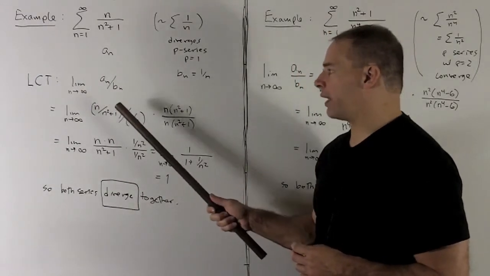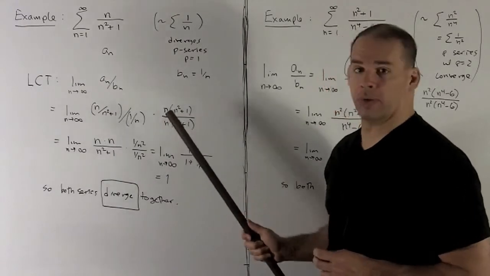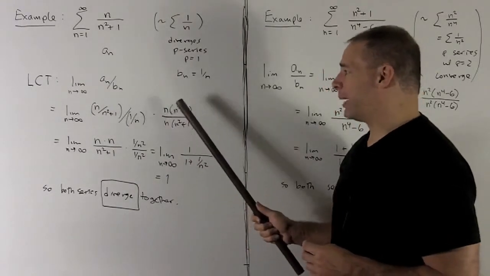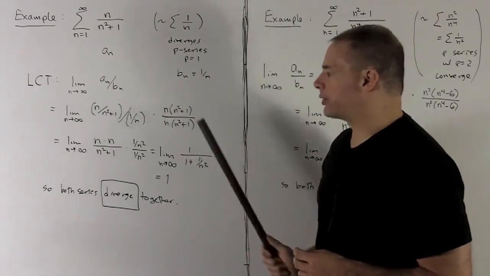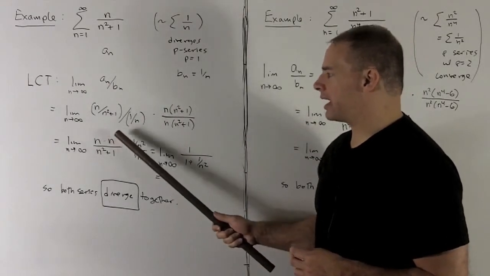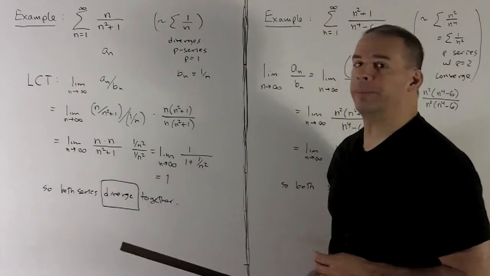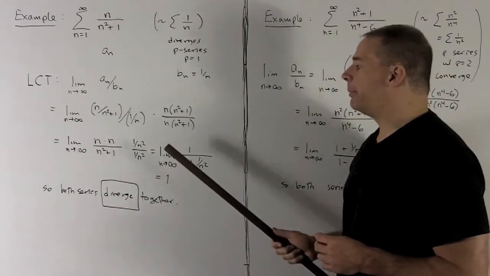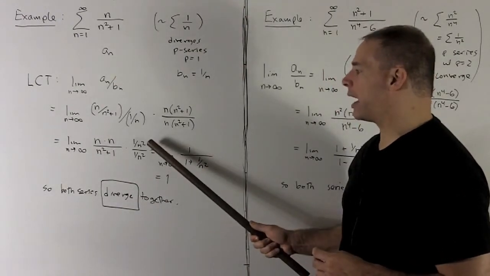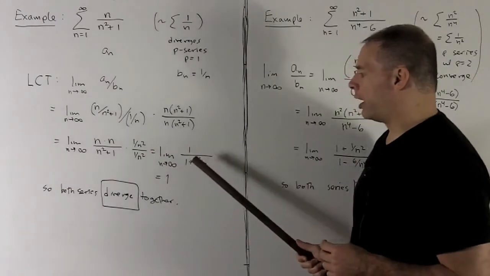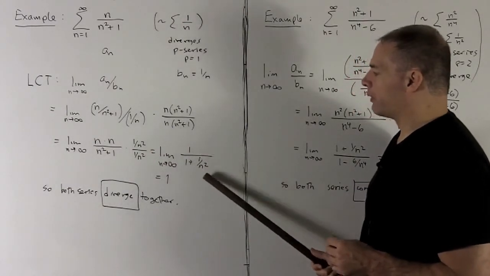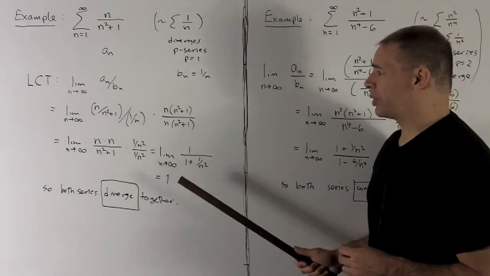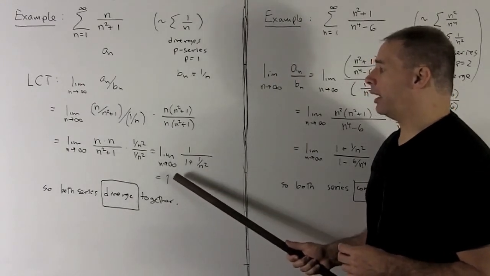It's going to give me n over n squared plus 1 over 1 over n. We multiply through by n squared plus 1, top and bottom. Clear out those denominators, and that leaves me with n times n over n squared plus 1. To clean that up, I'm going to divide top and bottom by n squared. It's going to give me 1 over 1 plus 1 over n squared. As I go out to infinity, the 1 over n squared goes to 0. So our limit is going to be equal to 1.